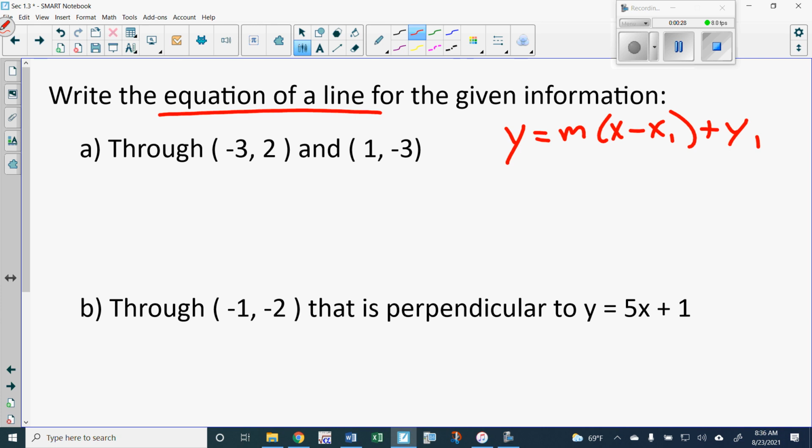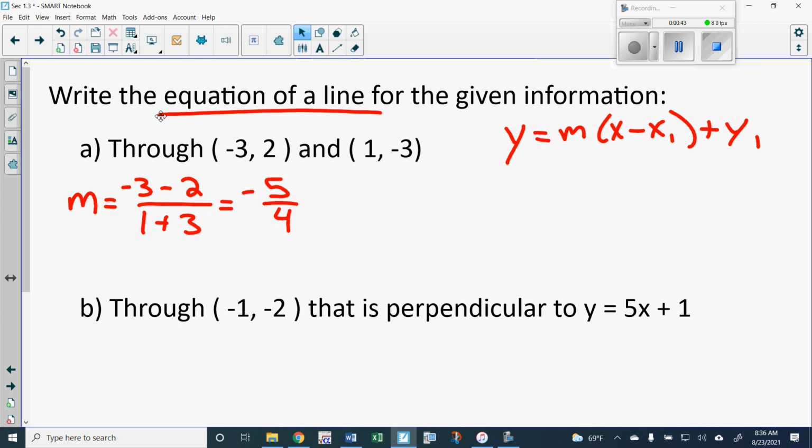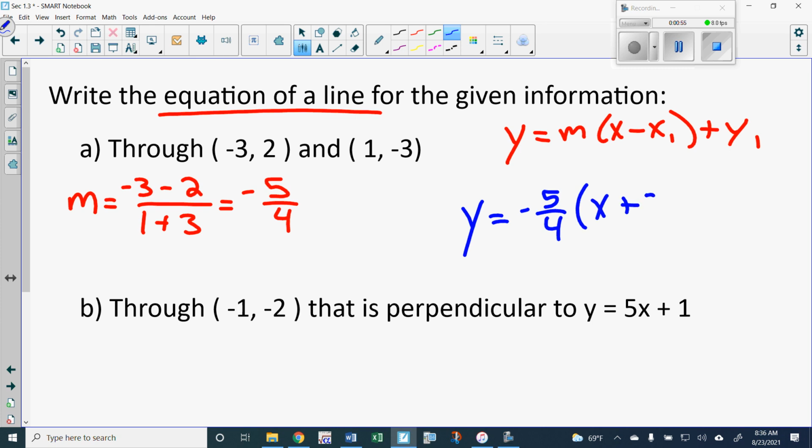So if I have these 2 points, my slope is, remember your slope formula, y2 minus y1 over x2 minus x1. And this is going to be negative 5/4. Does it matter which point I use to write down the equation? Nope, I'm going to pick the first one. So this is minus 5/4 x plus 3 plus 2. We're going to do a lot with writing the equations of a line here.